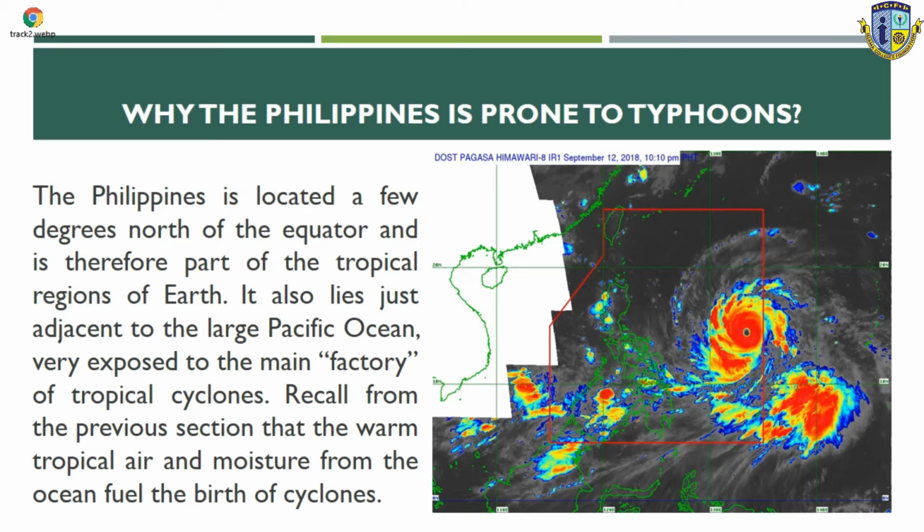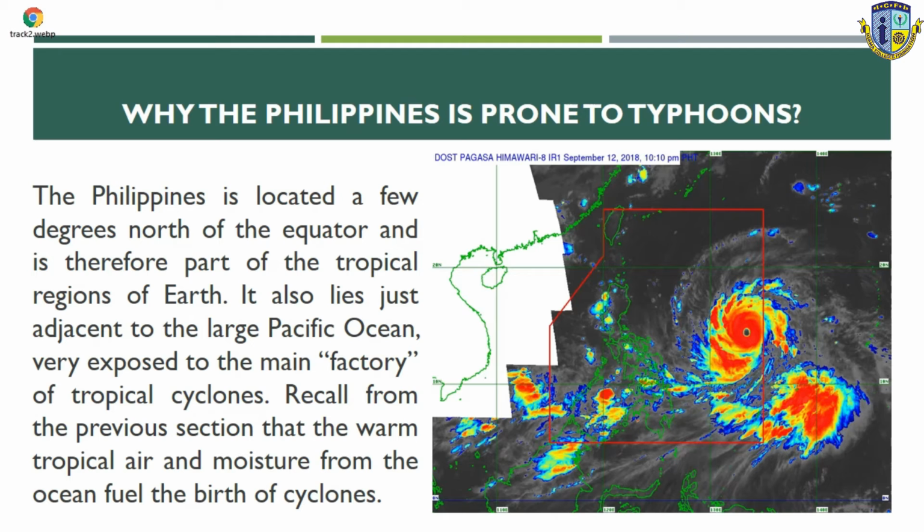The Philippines is located a few degrees north of the equator and is therefore part of the tropical regions of Earth. It also lies just adjacent to the large Pacific Ocean, very exposed to the main factory of tropical cyclones. Recall from the previous section that the warm tropical air and moisture from the ocean fuel the birth of cyclones.